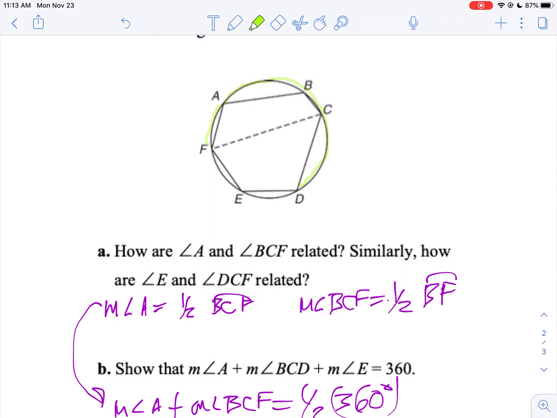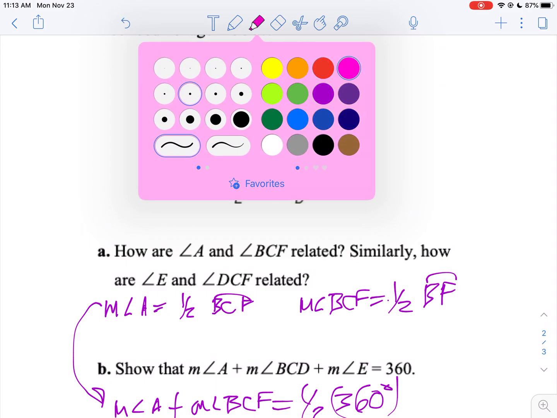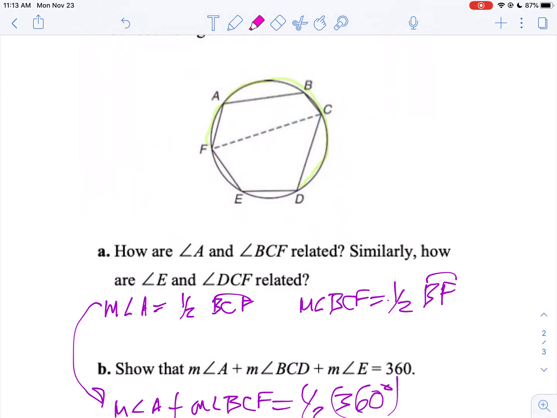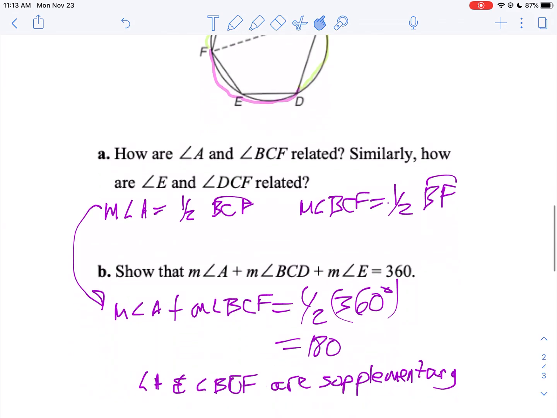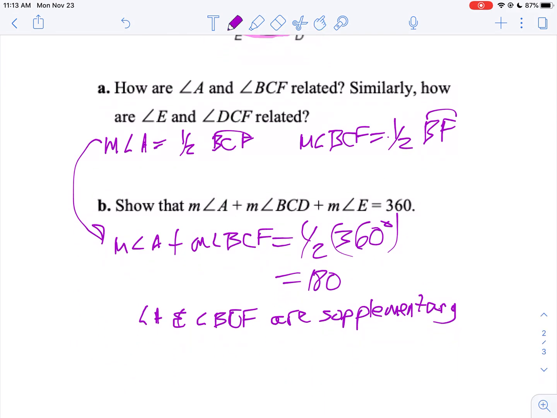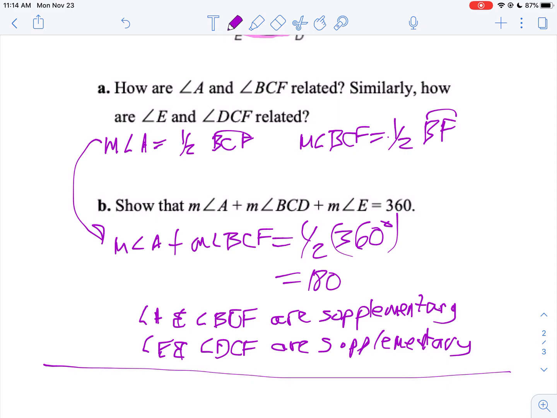Let's look at angle DCF. So angle D to C to F, that's half of arc FD. Same thing, isn't it? So angle E and angle DCF, they're supplementary. That's part A. Now let's look at part B.